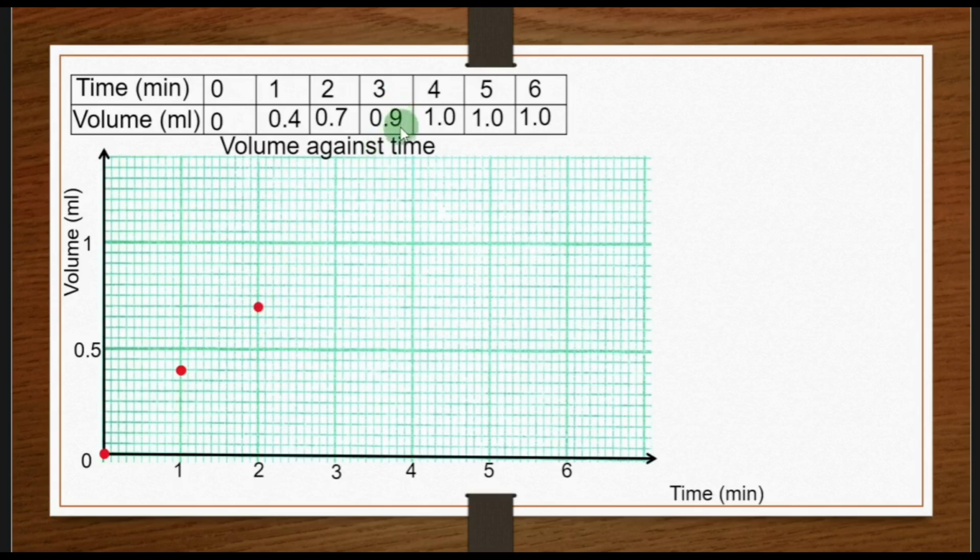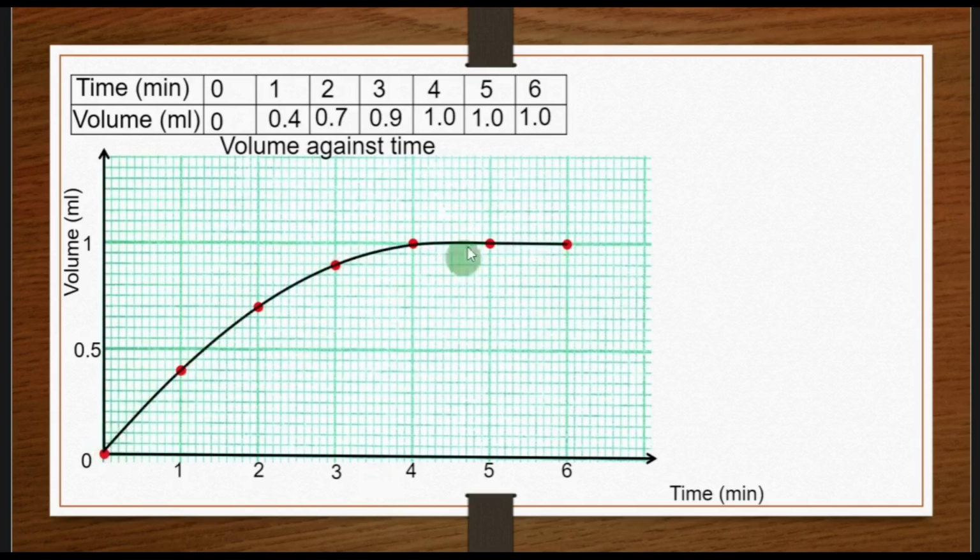Then here 3, 0.9 will come to 3 here. So if this is 0.5, 0.6, 0.7, so same, 0.8, 0.9 here. Then here 4, 1. So 4, 1 is here. Then here also 5, 1, 5, 1 is here, then here 6, 1 is here. Then from there we draw a smooth line like that.